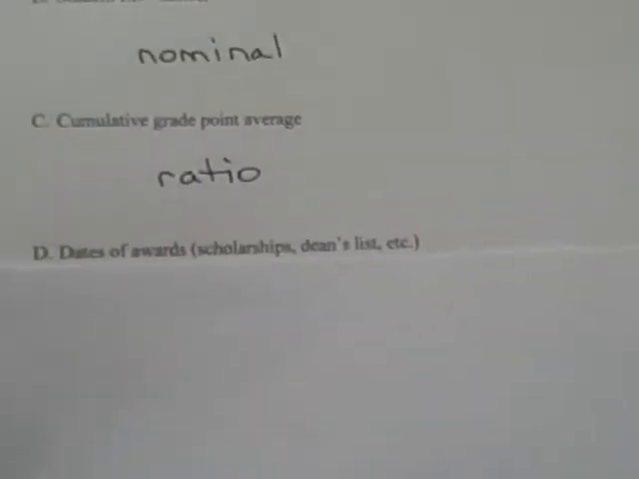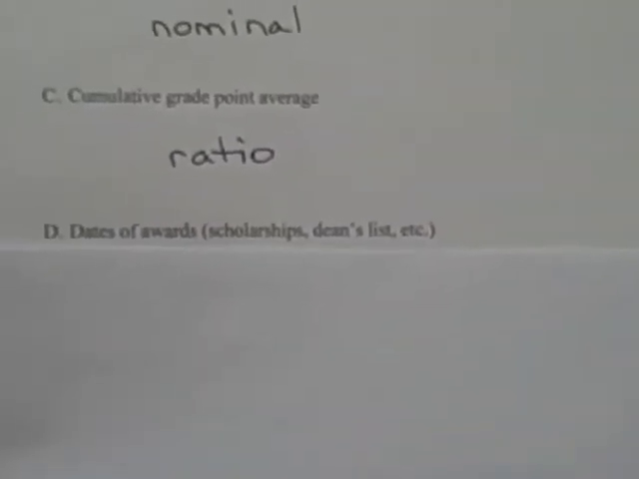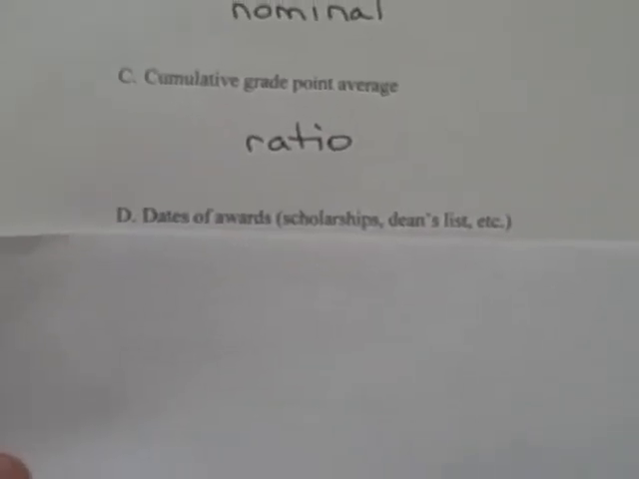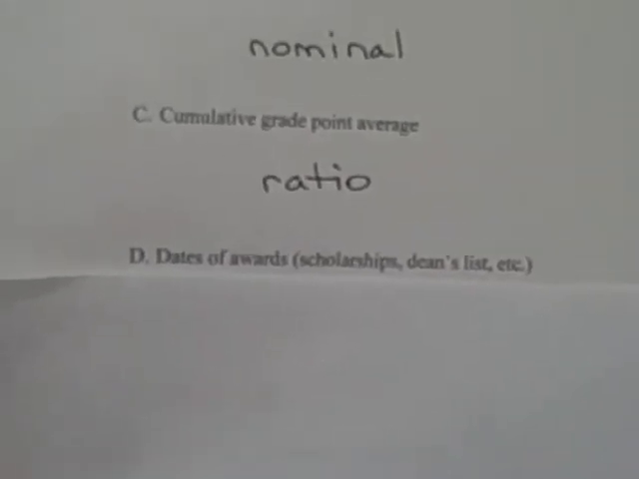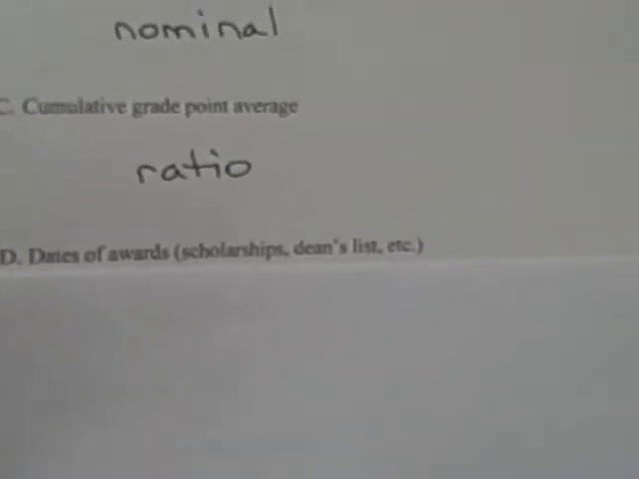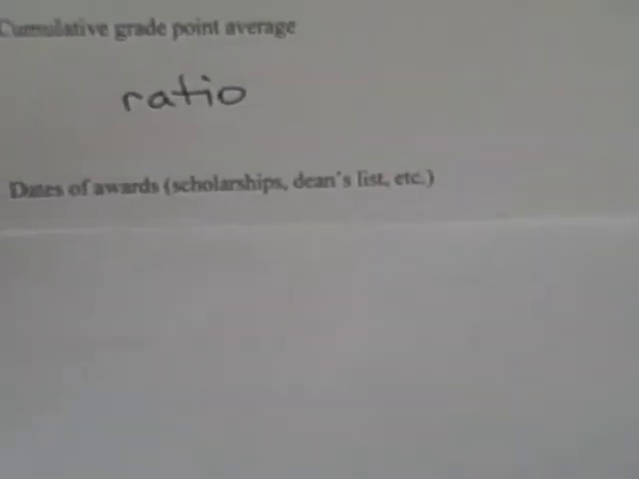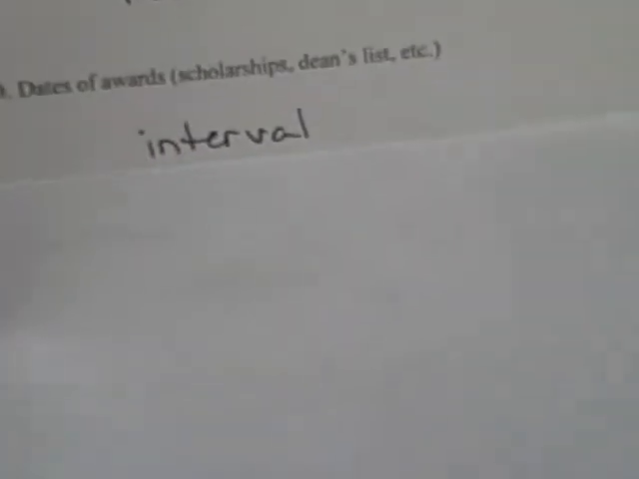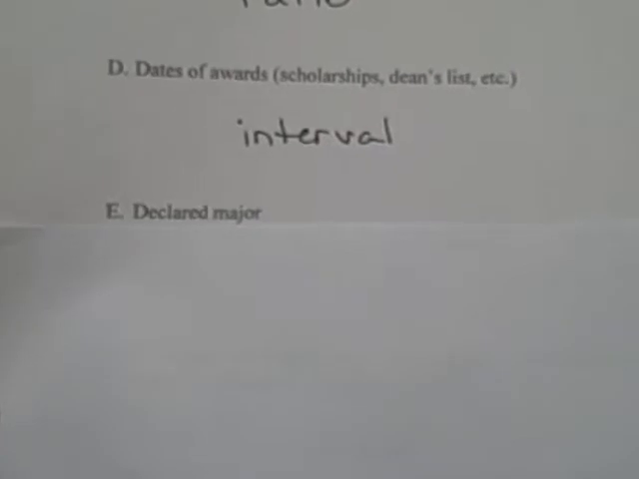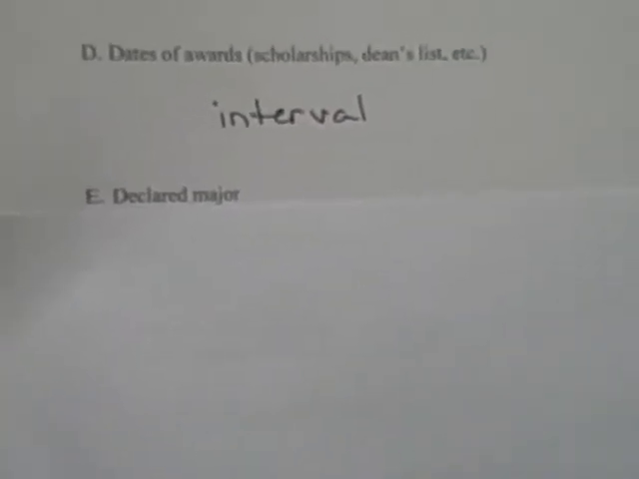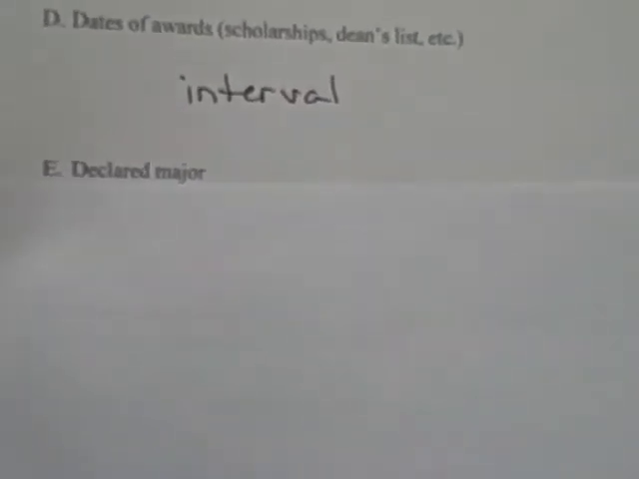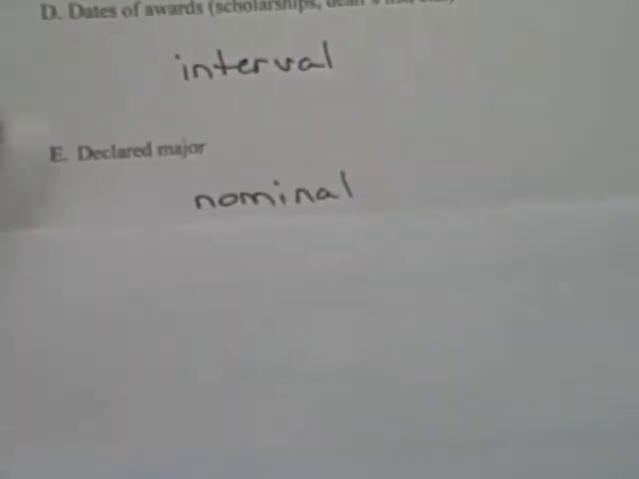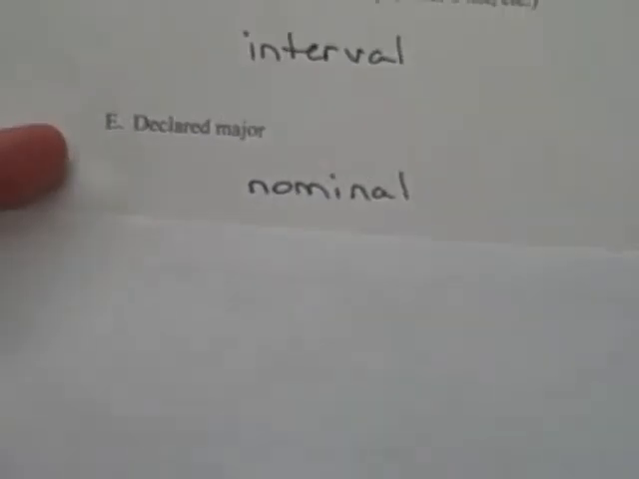All right. Dates of awards, scholarships, dean lists, etc. These are just dates. Okay? You received a date on September 8th of 2007. Okay, that is interval data. Specific dates are interval data. A declared major. Are you majoring in business, education, okay, whatever it may be? That again, it's just a name, so that is nominal.